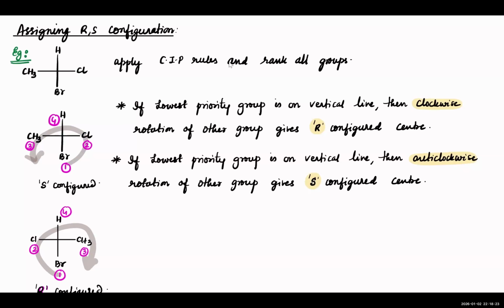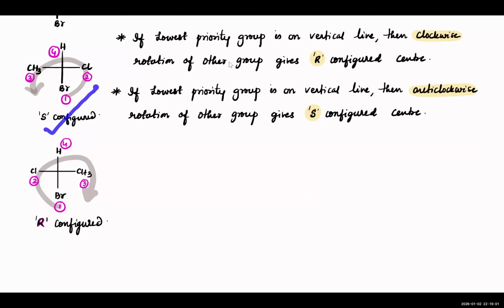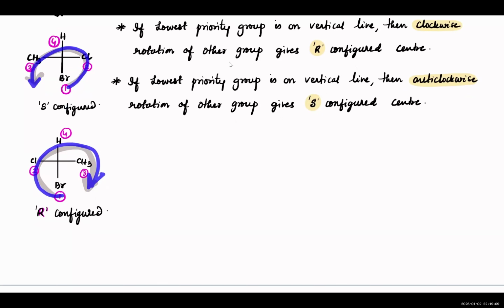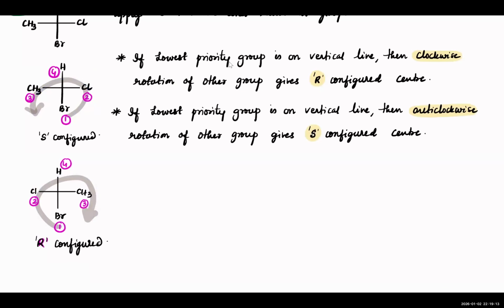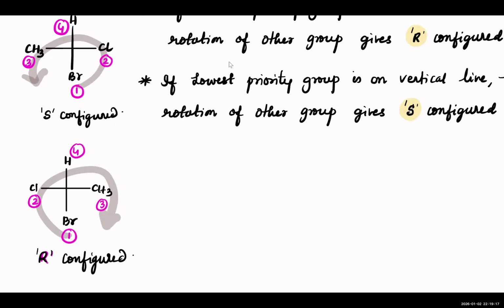So here we'll put two rules. Check it out. If the lowest priority group is on a vertical line, then the clockwise rotation of the groups is assigned as R configuration, an R configured center. If the lowest priority group is on the vertical line and anti-clockwise rotation of the groups is observed, then it is assigned as S configuration. Is that clear? So this would become S configuration. This is R configuration because here it is rotating clockwise and here it is rotating anti-clockwise. Clear?